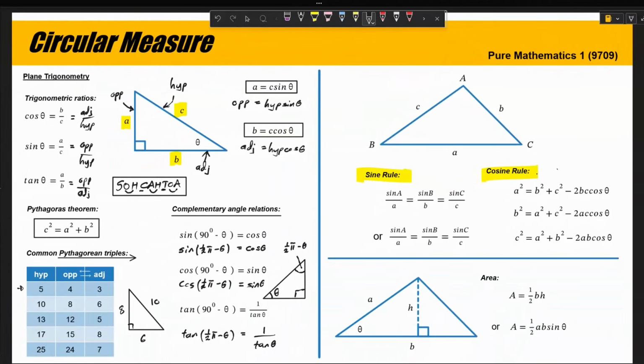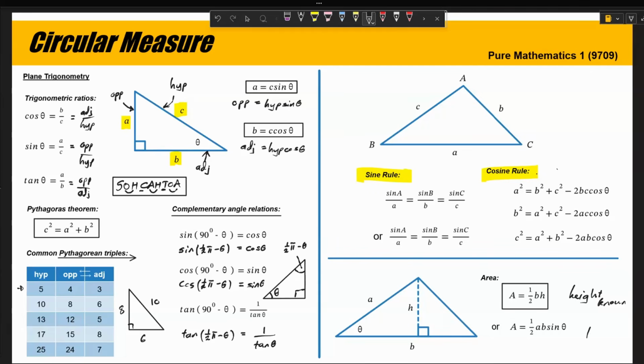Let's move on to finding the area, okay? Area of a triangle, right? So when the height is known, then you can use half base times height.